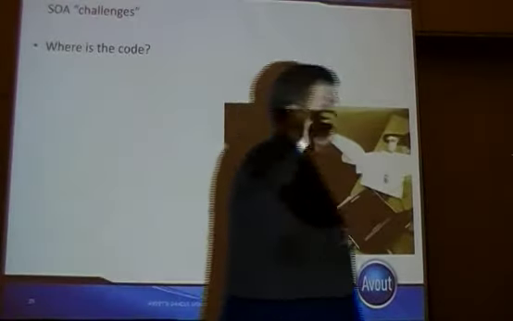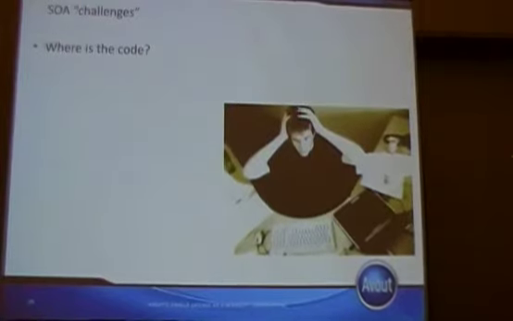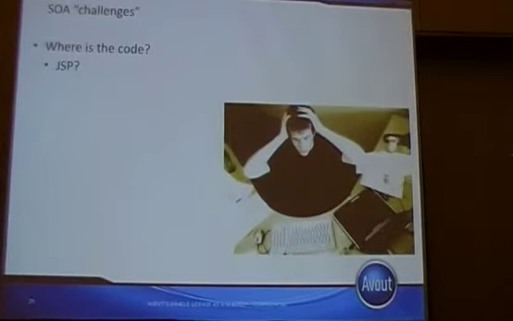SOA-based environments. Where's the code? Where's the code live in a typical complex SOA environment? Is it inside a JSP? Is it in an EJB? Everybody know what an EJB is? Entity Java Bean? Hideous to code. Horrible to code and test. EJBs got a lot better with the 3.0 specification. They're incredibly difficult to test.